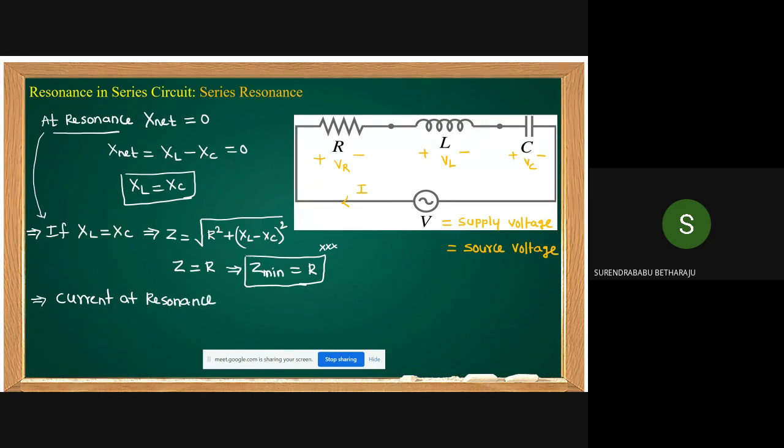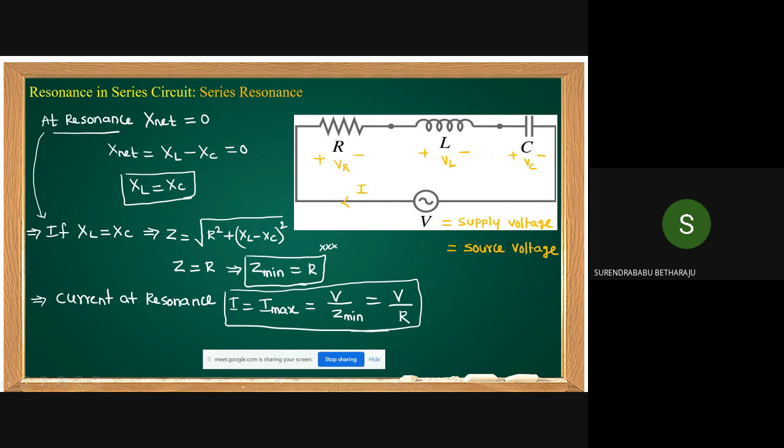Yes, friends. What is the current at resonance condition? The current at resonance condition is I equal to I max. Then what is that I max? V by Z minima. Current is maximum means impedance is minimum. V by what, the Z minima, students? R. The current at resonance condition is I equal to V by R.